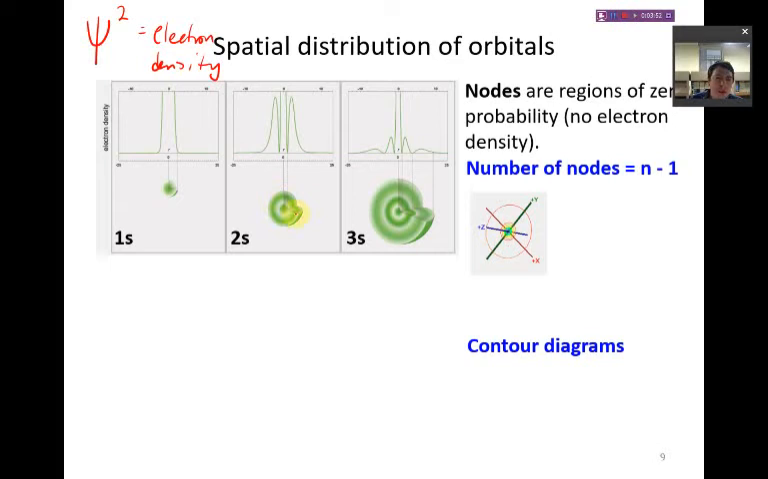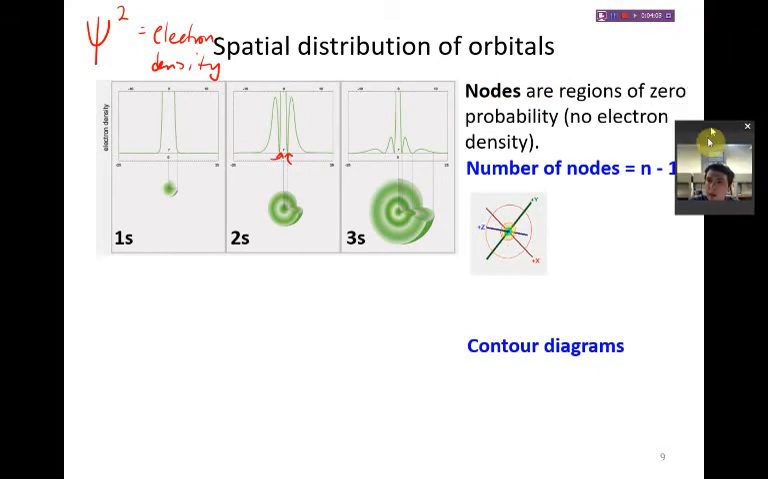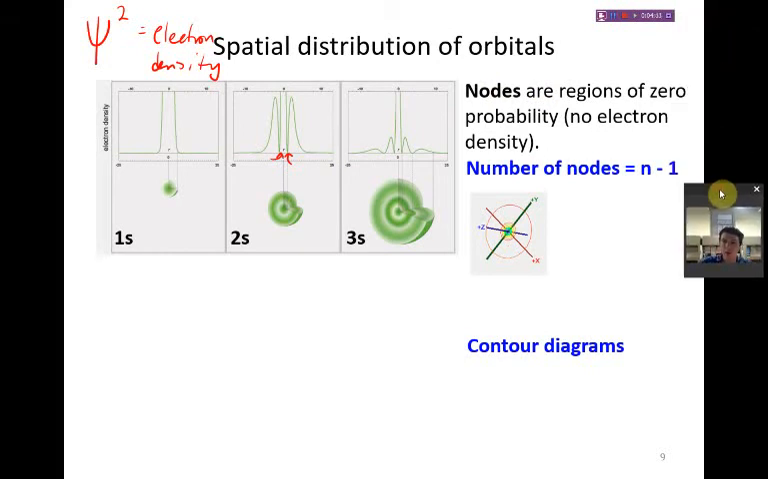There are certain regions that are of low density, and in fact even 0 density. Those occur when the probability distribution reaches a value of 0. We call that region of 0 probability a node. This is where there's no electron density, and therefore there's no possibility that the electrons can be there. There is a pattern: the total number of nodes is equal to n-1.